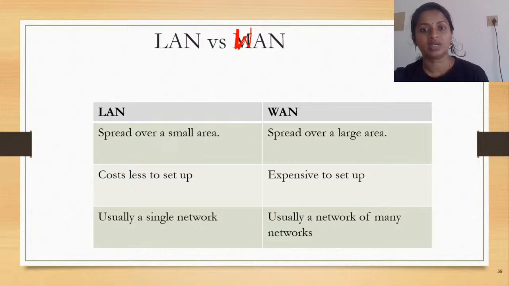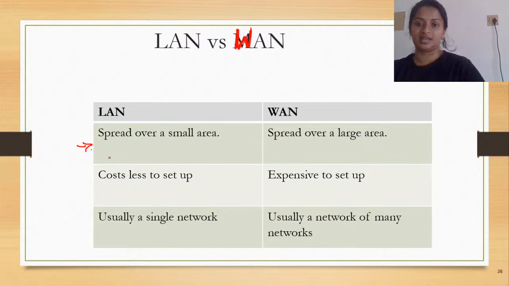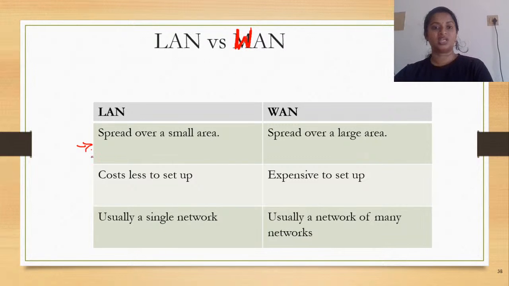Okay, so the comparison is between the LAN, that is the local area network, and the wide area network. When you're talking about distance, a LAN covers a very small area, whereas a WAN spreads over a very large area. So it can move beyond countries to countries also.